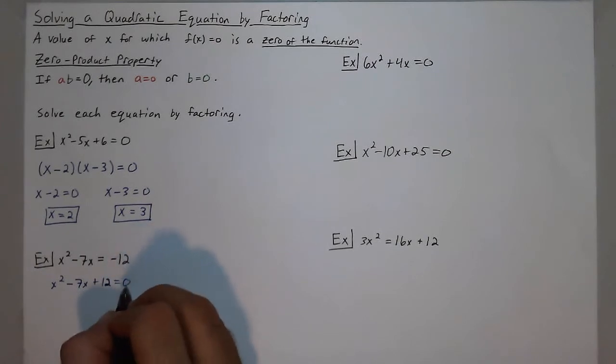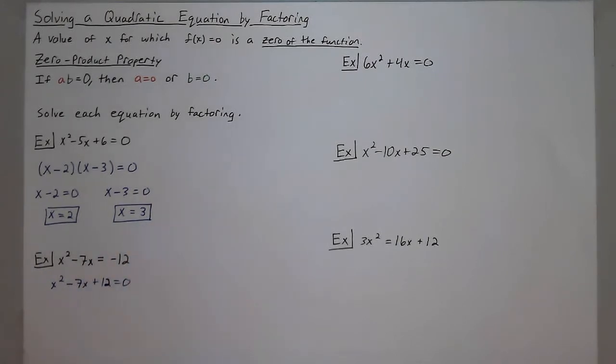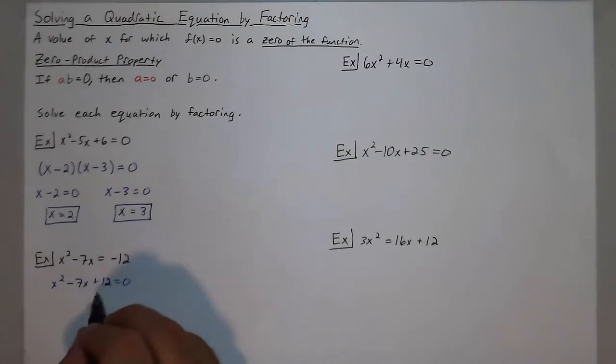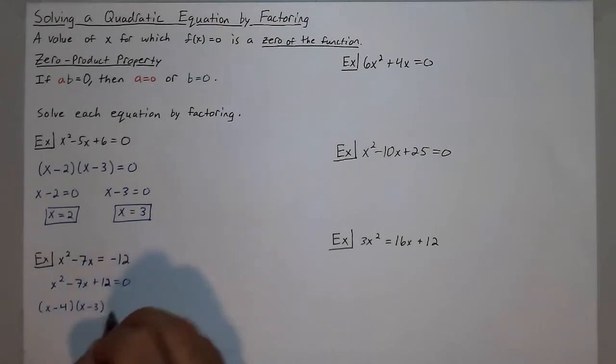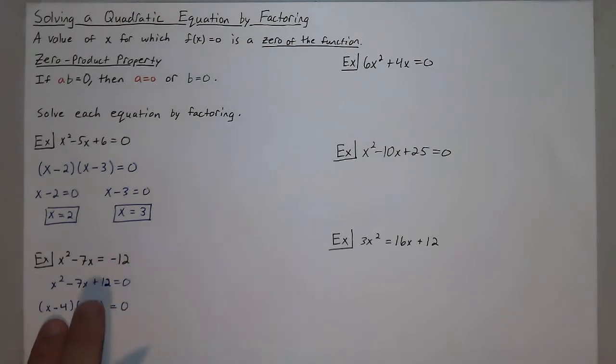Now that it's equal to 0, I'll factor to see what my two factors will be. So I need two numbers that multiply to 12 but then add to negative 7. That'll be x minus 4 times x minus 3. If we double check that, negative 4 plus negative 3 gives me negative 7, and negative 4 times negative 3 gives me positive 12. And now I can set each of those factors equal to 0.